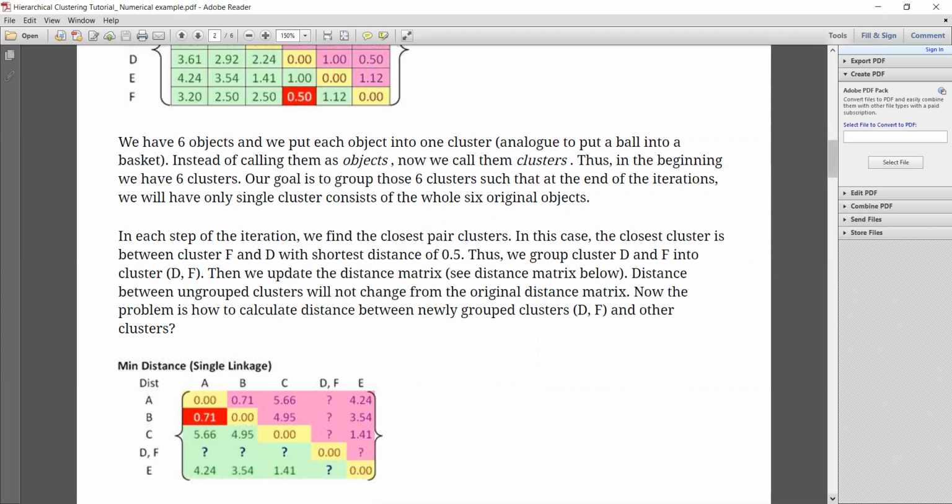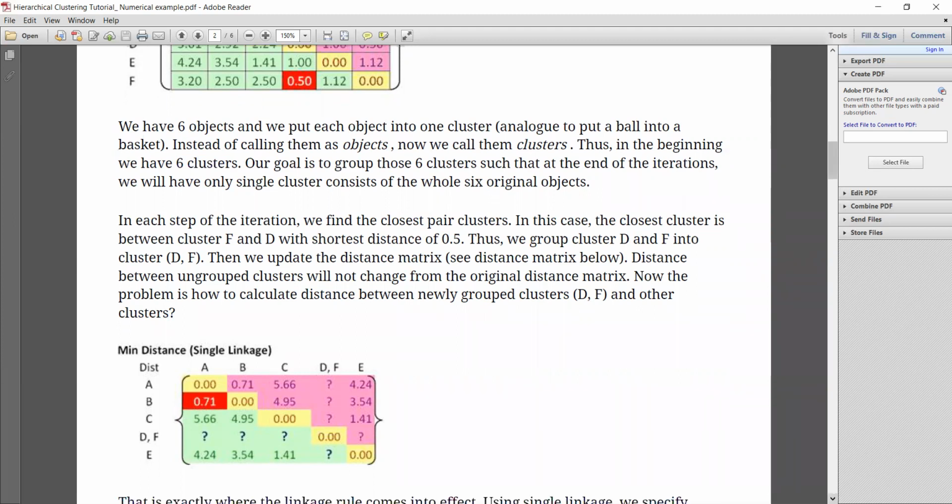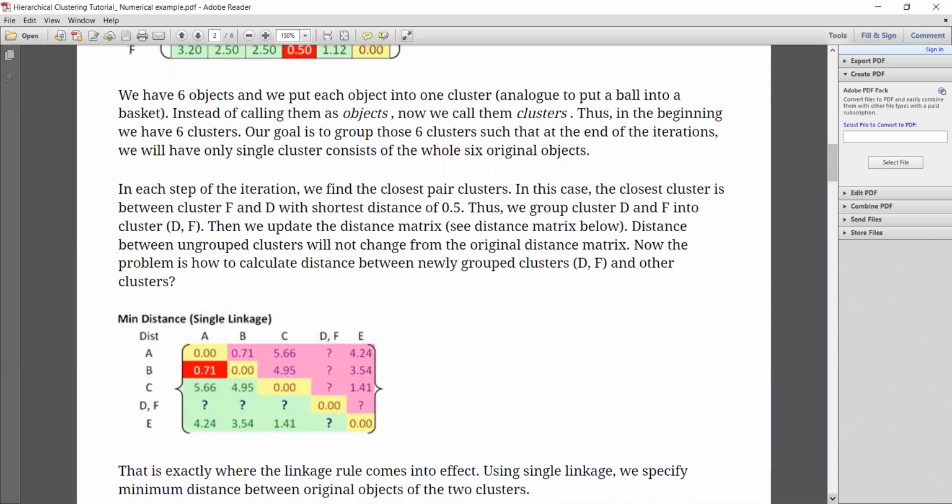After merging D and F together, we get a new distance matrix. Now we have A, B, C, then the merged DF, and E. So instead of 6 clusters, in the second iteration we will have 5 clusters. My first cluster is A, second is B, third is C, fourth is now D and F, and my fifth cluster is E.